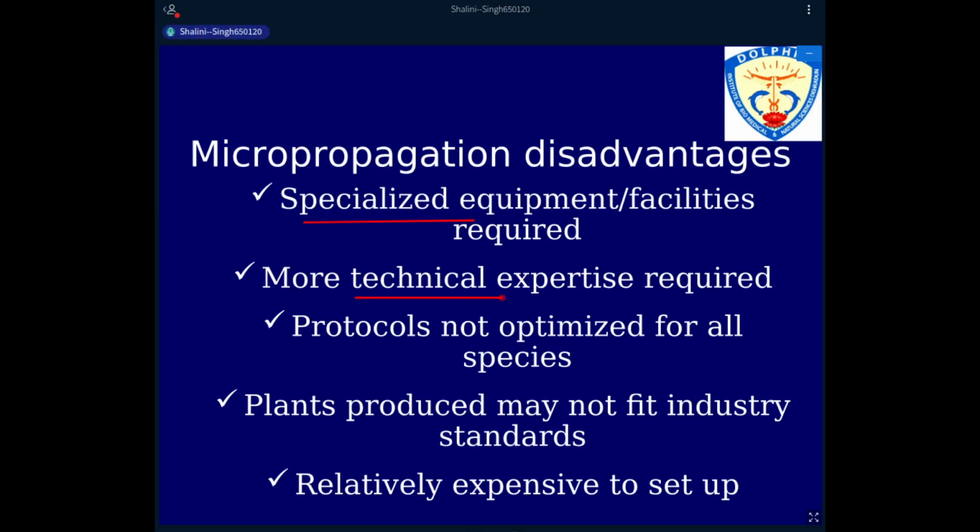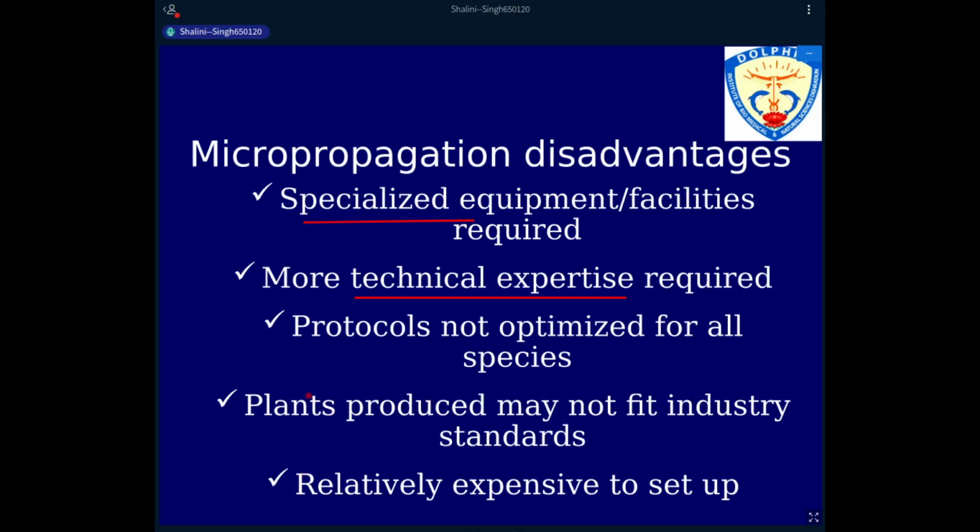And to perform micropropagation, you require technical expertise. Technical expertise will be required. No layman can just come and perform micropropagation. It is not possible. That's why technical expertise will be required. A skilled person, rather, who has earlier done tissue culture will be preferred.